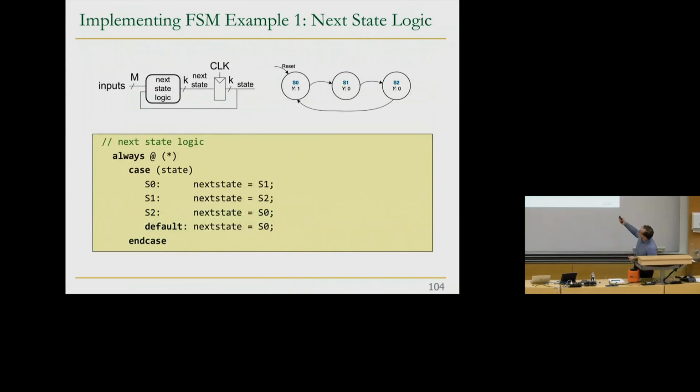And then you implement your next state logic. Next state logic in this case is very simple. It's an always block. Whenever an input changes, you look at the state. If the state is S0, next state is S1. And this is combinational, as you can see. If your state is S1, next state is S2. If your state is S2, next state is S0. And by default, your next state is S0. And then you connect this next state logic into your register.